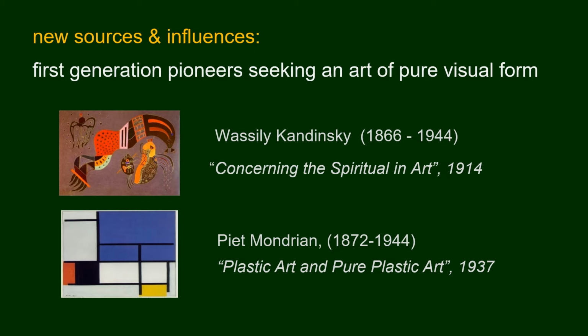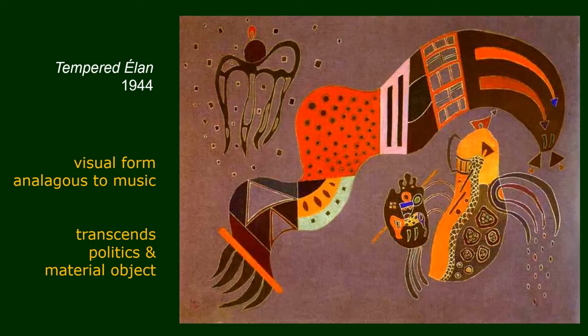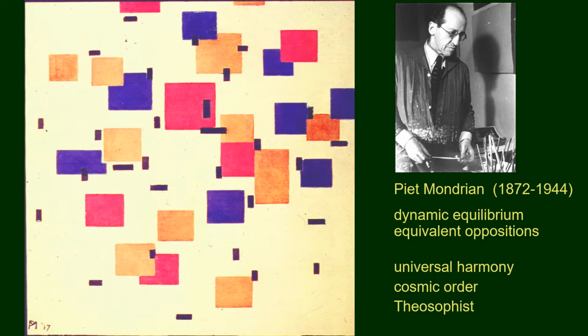And he was interested in art forms that transcended politics. He was resisting the social realism of the Soviet Union, and he was very interested in something that went beyond the mundane concerns of politics and the material object. So that was interesting for me. The other person was Piet Mondrian. I could mention others too, including Barbara Hepworth, and I could go on, but I'll limit myself to this.